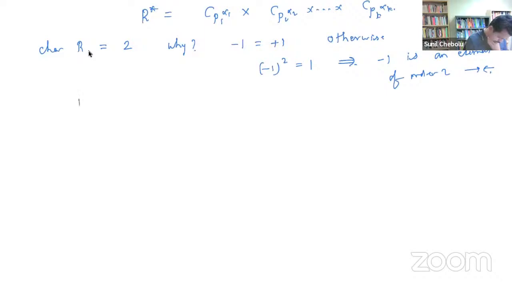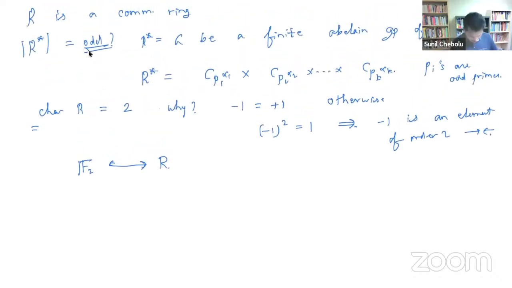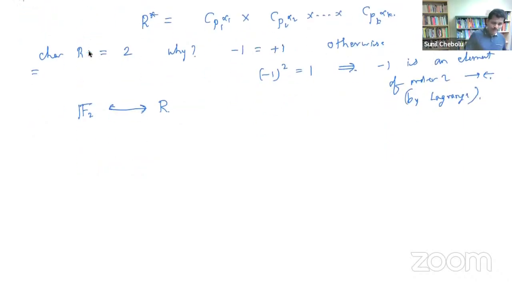So which means the field of 2 elements sits inside R. There's a natural map because it's a ring of characteristic 2. You can say that fact was first proved by Lagrange. Since you recall Galois, you can recall Lagrange here. Oh yeah, that's right, so this is by Lagrange. Yeah, so F2 embeds inside R, so it's a field of characteristic 2.